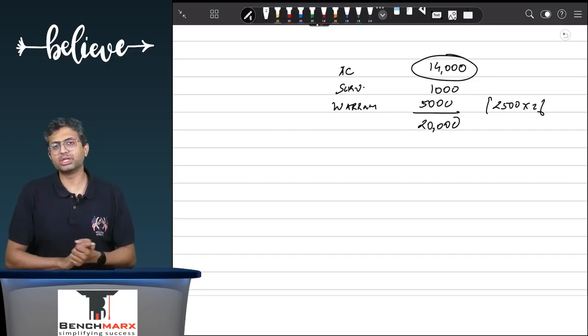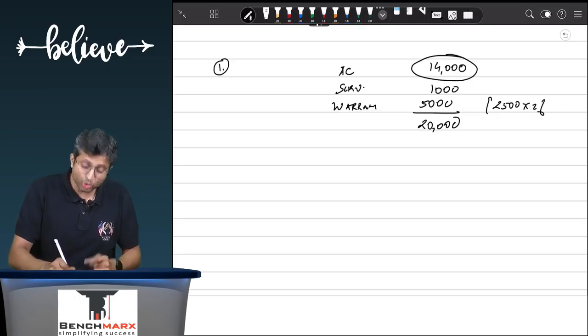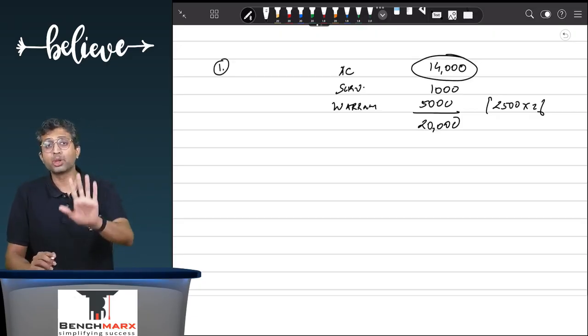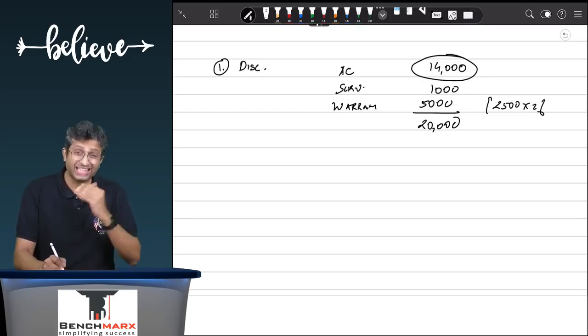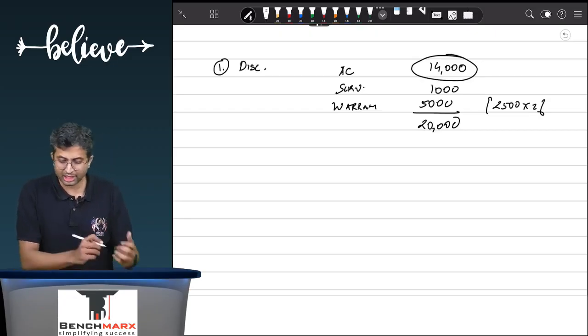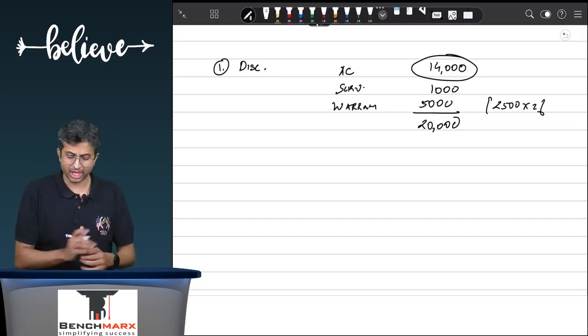Few things have to be taken care of while you are doing the residual approach. First, you have to allocate discounts, if any, before you do the balancing figure. So first you will have to allocate discounts and then do the balancing figure. So if there are any discounts in servicing and warranty, you first allocate them and then do the balancing.